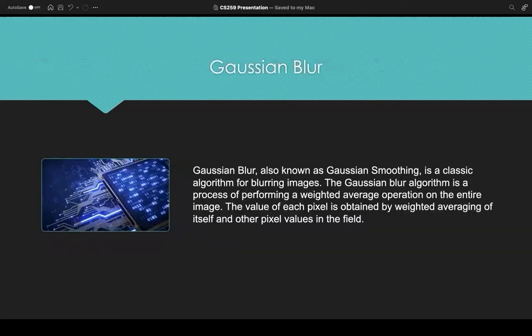Moving on to our next algorithm, which is the Gaussian blur algorithm. Now, the Gaussian blur algorithm, which is also known as Gaussian smoothing, is a classic algorithm for blurring images. To put it very simply, the Gaussian blur algorithm is a process of performing a weighted average operation on the entire image. The value of each pixel is obtained by taking the weighted average of itself and other pixel values in the field.